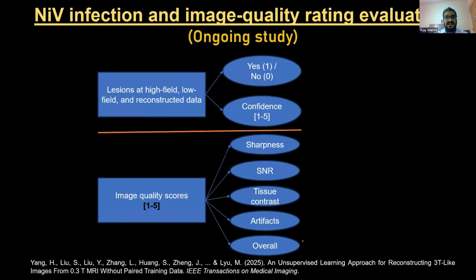So later, in our ongoing study, we will detect whether there are lesions in these reconstructions compared to a real high field and low field, and also do image quality evaluation based on radiologist confirmation. So we will ask the radiologists whether there are lesions, what their confidence is, and, for the reconstructed images, what the SNR and tissue contrast are. Each will be measured from 1 to 5 points, and this is still an ongoing study.